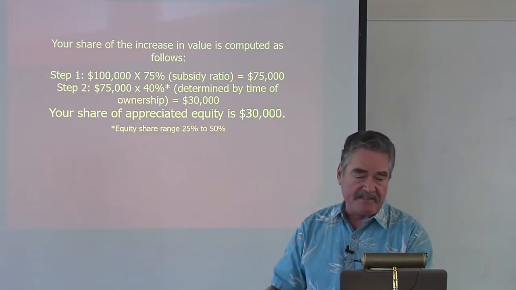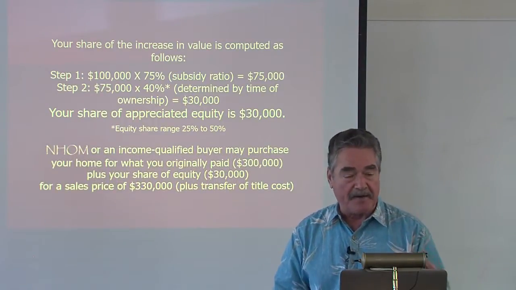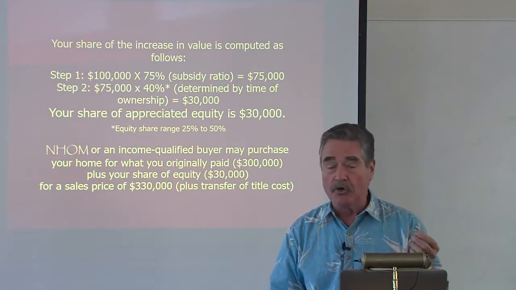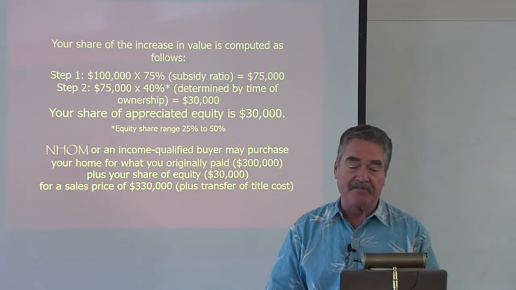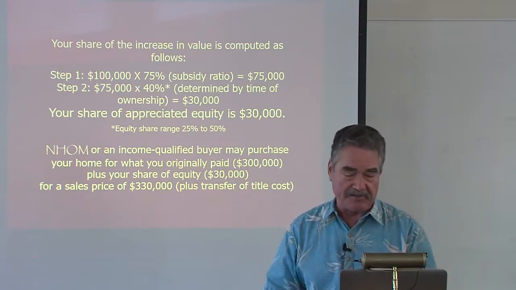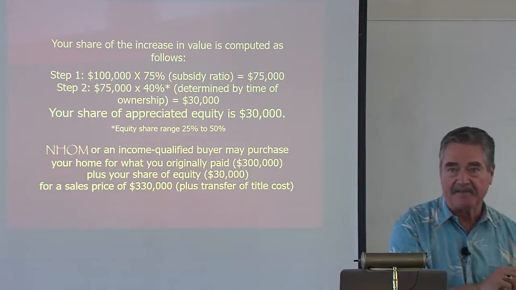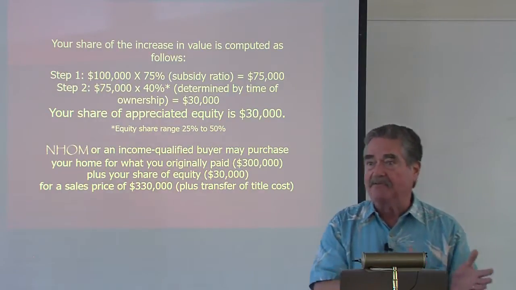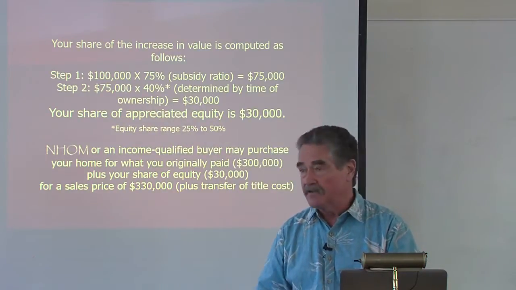So the equity share range, as I just said, 25 to 50%. Nahale Maui or an income-qualified buyer may purchase your home for what you originally paid, $300,000, plus your share of appreciation of equity, $30,000, for a sale price of $330,000, plus transfer title costs, escrow costs, and all of that. This is how we will keep it affordable for the next family, and how it was kept affordable for family number 2, who's in that 3-bedroom, 2-bath home in the Legends at Maui Lani after our household number 1 sold it.